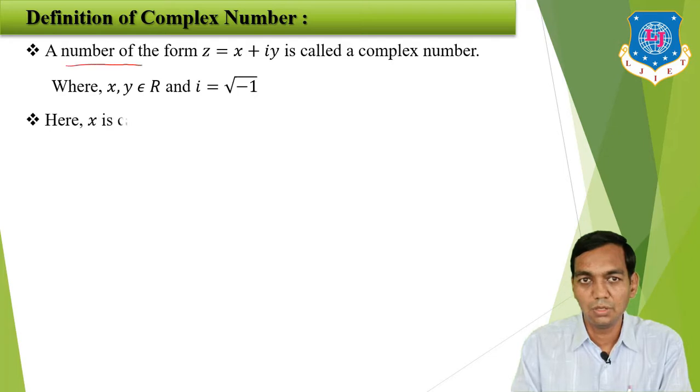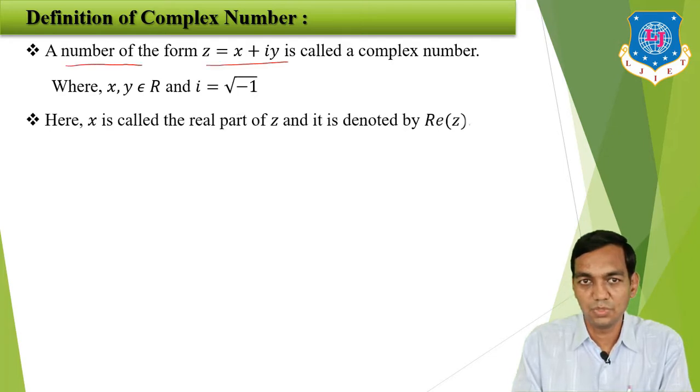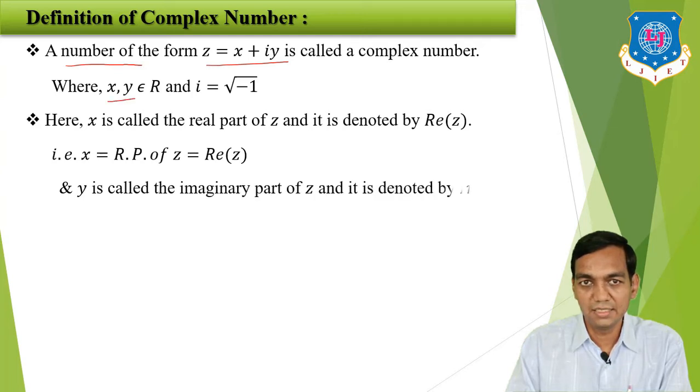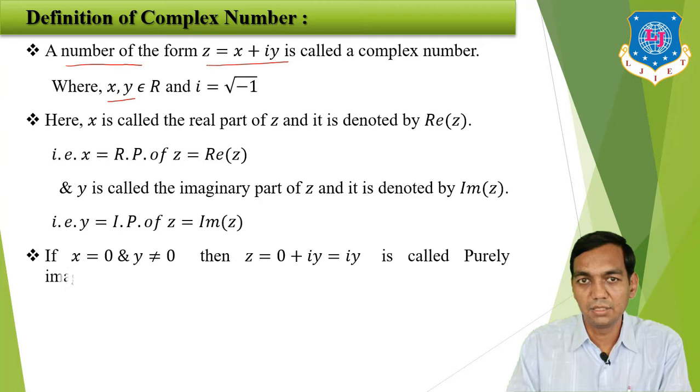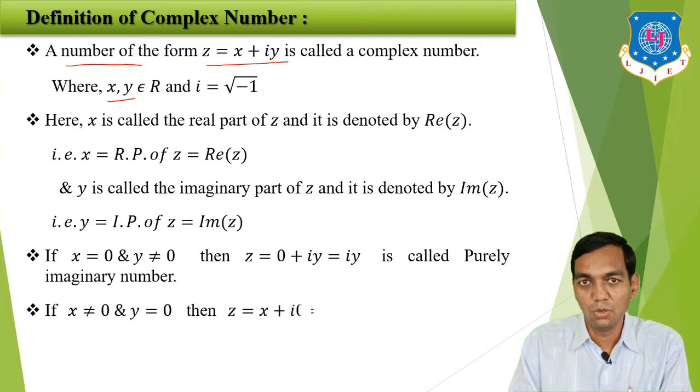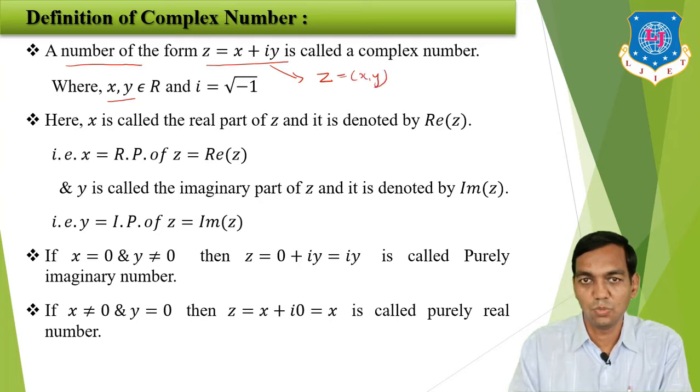A number of the form z is equal to x plus iy is called a complex number, where x and y belong to R and i is the square root of minus 1. Also, you can write the complex number z in the form of an ordered pair (x, y). Here i is the square root of minus 1.